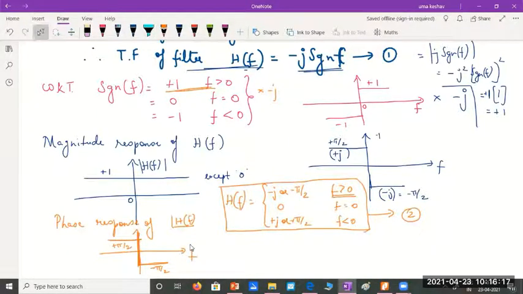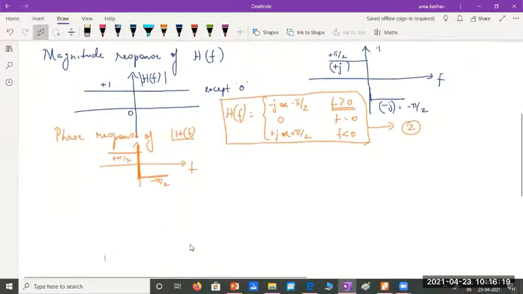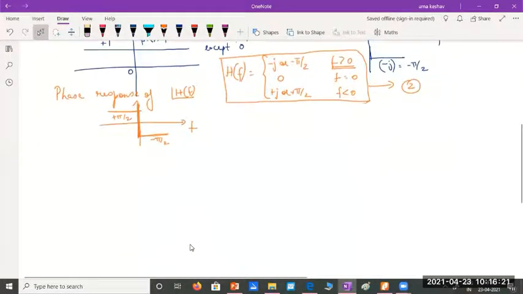So with these basics, now we have defined a filter and we have to use this filter and we have to find the time domain representation of this signal, and I'll try to define what is the time domain equation of a Hilbert transform.